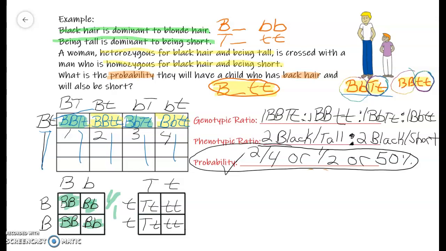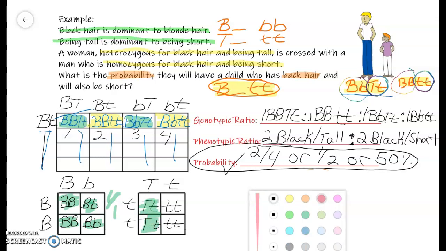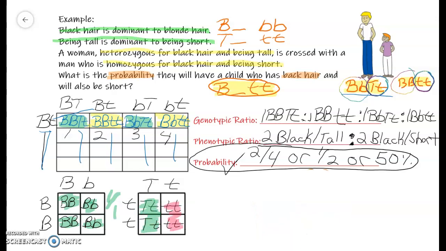For being tall, if I look at the possible outcomes, what I have here is 2 individuals who could be tall, and I'll change the highlighter here a little bit, 2 individuals who could be short. So the chance of them having a child who's short is 1/2, or 2 out of 4.